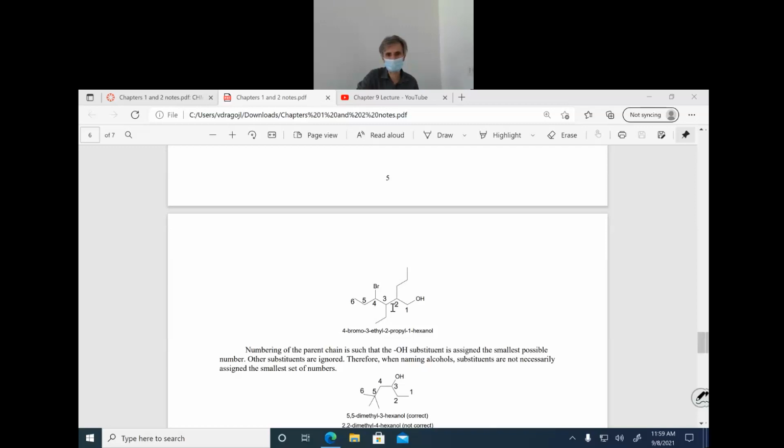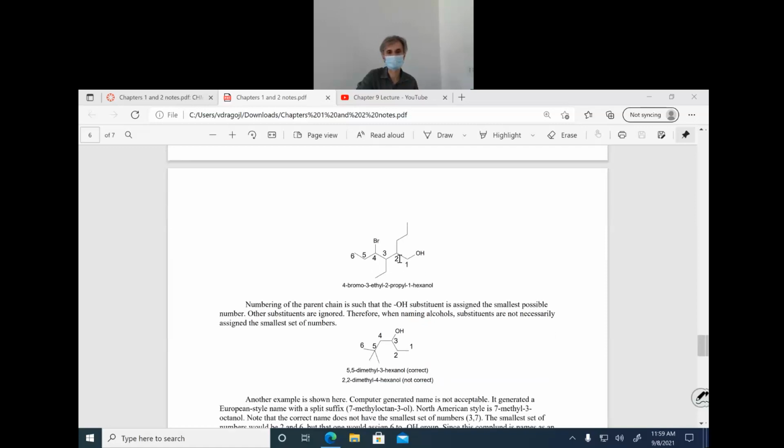I don't know what it means, 2-propyl hexanol. It's 2-propyl, so 4-bromo 3-ethyl 2-propyl 1-hexanol. Yep. They excluded the number 1 in their answer because they're confused about whether 1 is included in this case. You have to include number 1. Yeah, you have to include number 1.